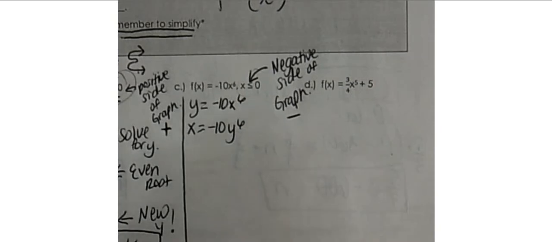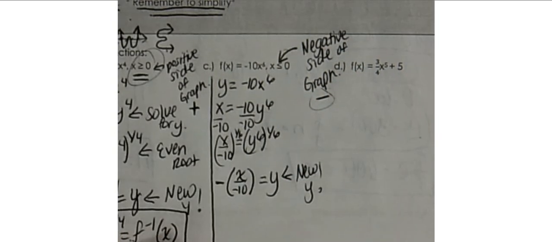So I'm going to start off this problem by replacing f of x with y. So I have y is equal to negative 10x to the 6th power. Then I'm going to switch my x and y values. So I have x is equal to negative 10 times y to the 6th power. I need to get y alone, so I'm going to divide both sides by negative 10. And when I do that, I end up with y to the 6th is equal to x over negative 10. I need to get rid of this 6th power, so I'm going to raise both sides to the 1/6 power.